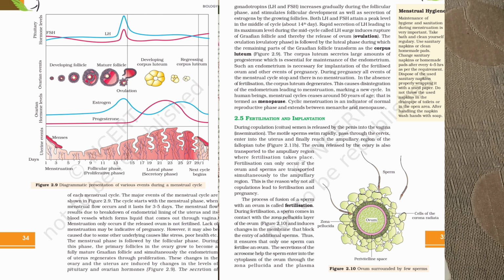There is a table given here on menstrual hygiene. Maintenance of hygiene and sanitation during menstruation is very important. Take a bath and clean yourself regularly. Use sanitary napkins or clean homemade pads. Change sanitary napkins or homemade pads after every 4 to 5 hours as per the requirement. Dispose of the used sanitary napkins properly, wrapping them with used paper. Do not throw the used napkins in the drain pipe or toilet or in the open area. After handling the napkin, wash hands with soap.